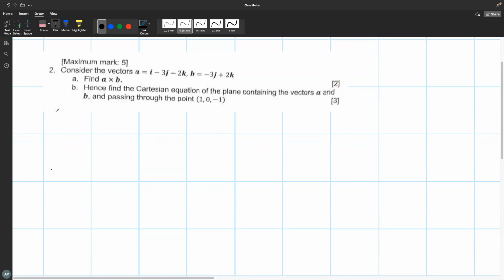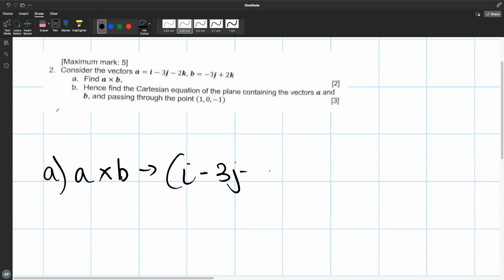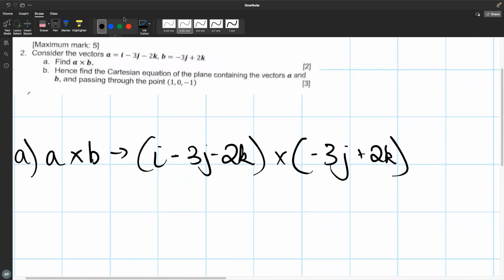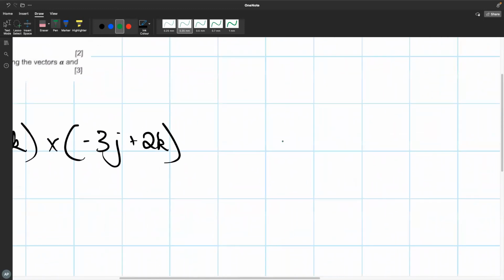So let's start with part A. A cross B means we have to cross i minus 3j minus 2k, and that's crossed with minus 3j plus 2k. While there are multiple ways to perform this cross product, this is the method I follow. We know that i, j, and k are the ways to represent the different components of each vector in terms of their x, y, and z values.